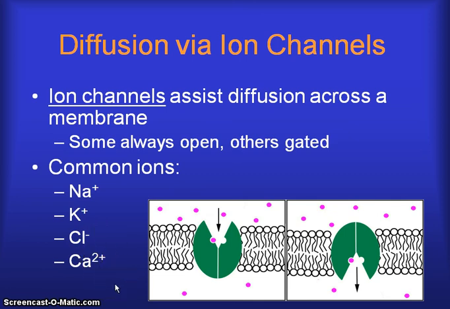Now, ion channels, some of them are open and others are gated. And what I mean by that is that some of them just have a normal channel that that particular ion can fit in and out of at any point in time. The gated ones are ones that need a signal from the nucleus to tell the cell, hey, we need to open up and bring in more potassium ions. So that protein then will open the gate and allow those ions to flow into the protein and then be transferred into the cell.